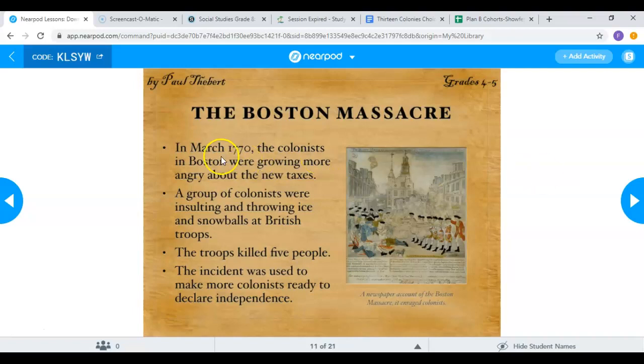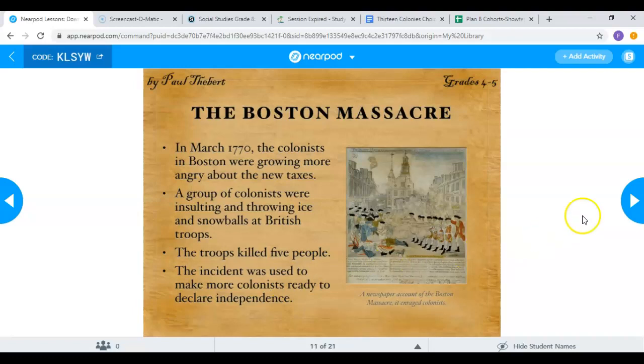So what happened in March 1770, there was a group of colonists who were insulting and throwing ice and snowballs at British troops. No one really knows who fired the first shot, but it ended with the British redcoats firing their weapons into the crowd of colonists and killing 5 people. So the incident was used to bring more colonists into the Patriot side, ready to declare independence.